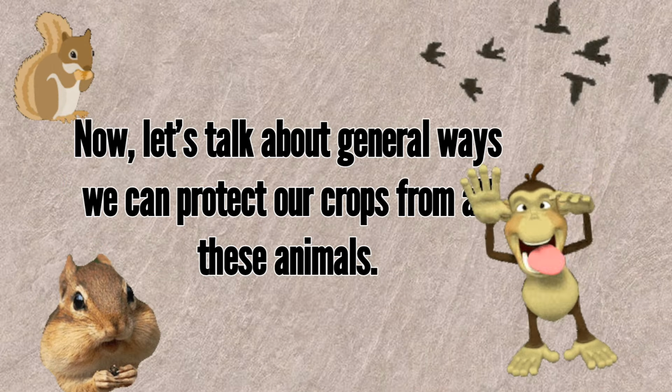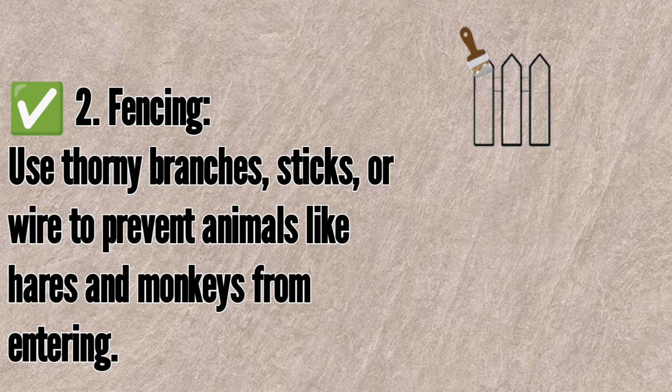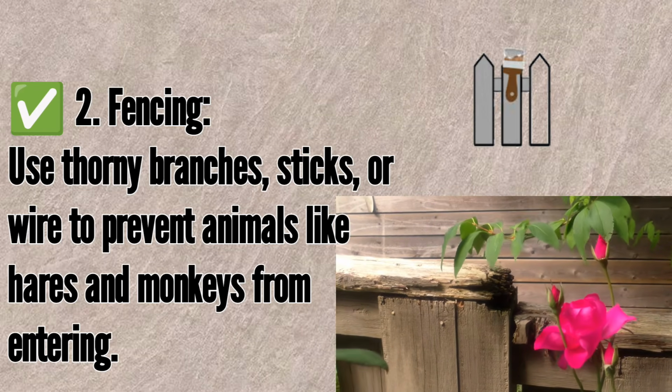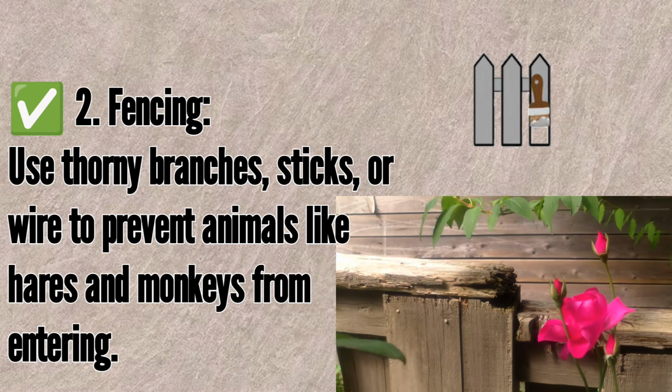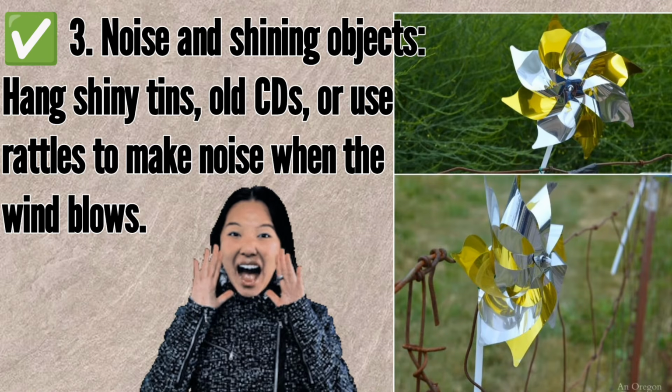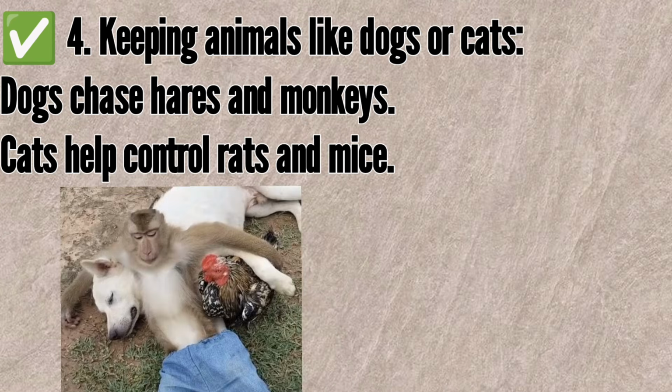Now let's talk about general ways we can protect our crops from all these animals. Scarecrows. We can make a simple scarecrow using sticks, old clothes and a hat. Place it in the gardens to scare away birds and monkeys. Fencing. We can use thorny branches, sticks or wire to prevent animals like hares and monkeys from entering. The use of noise and shining objects: hanging shiny tins, old CDs or used rattles to make noise when the wind blows scares the animals away.